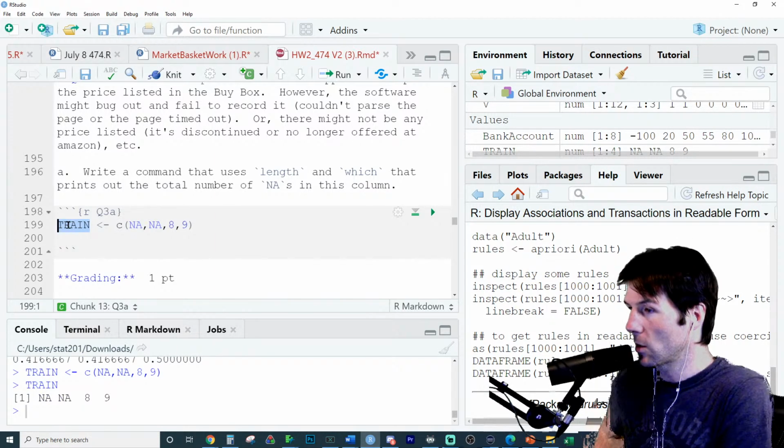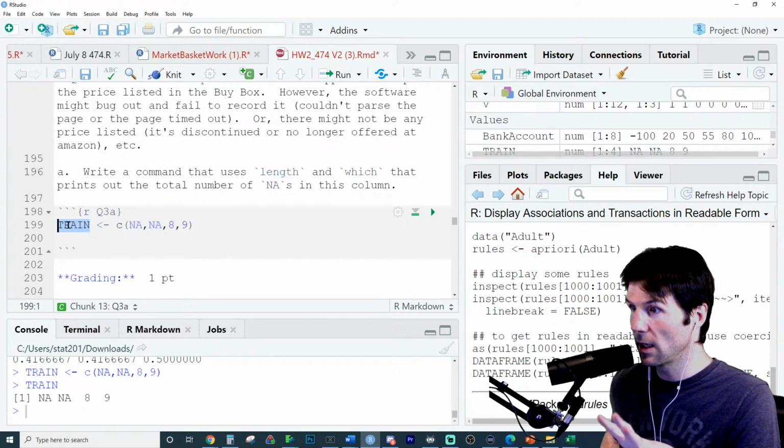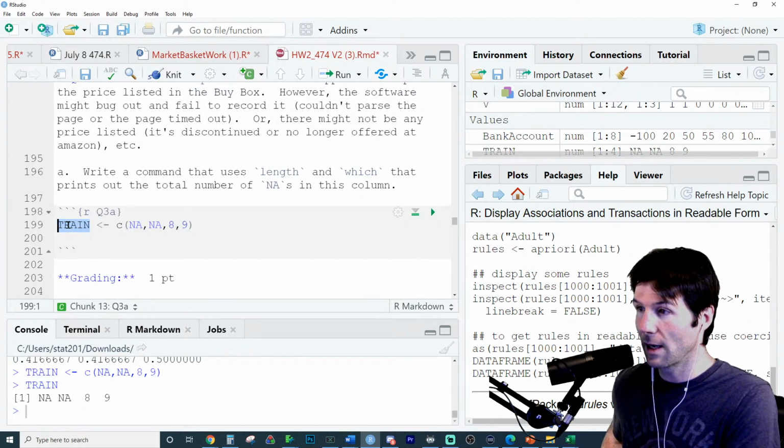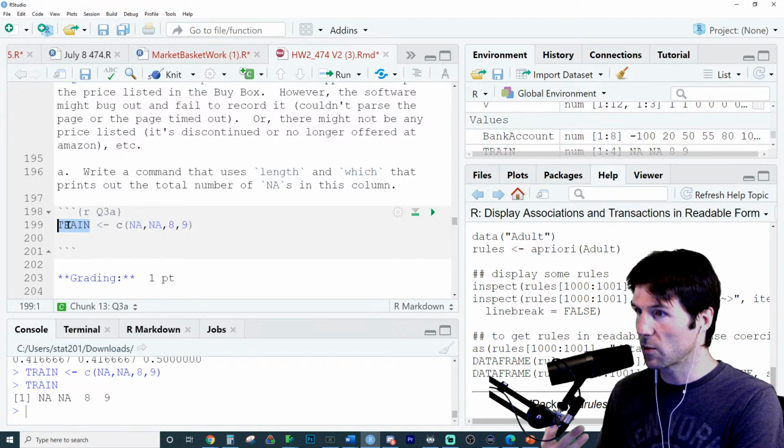And you can see it, right. So the very first position on the train has no one in the train. The second seat has no one there. And the third and fourth have elements 8 and 9 respectively.